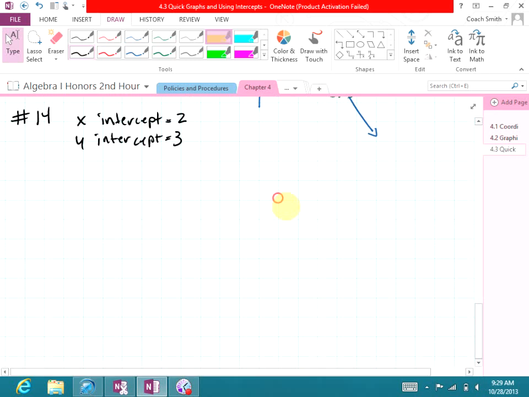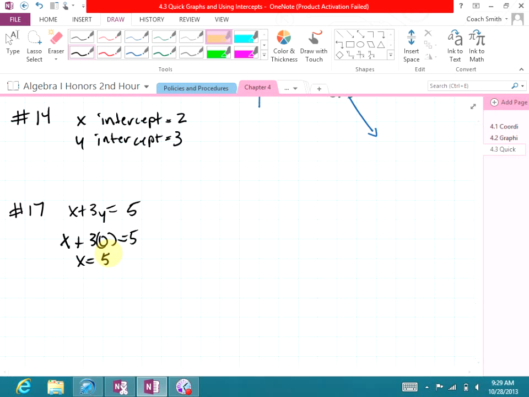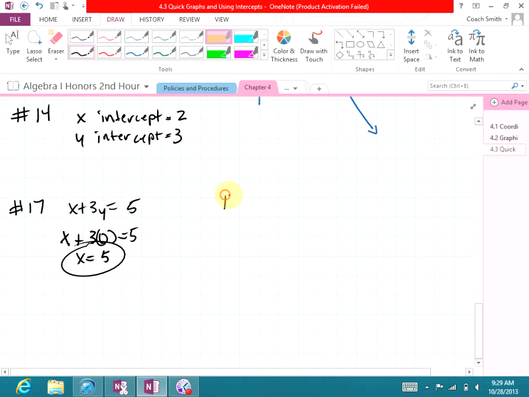All right, now, if we look at number 17, it says find the x-intercept of the graph of the equation. So I have x plus 3y equals 5. The x-intercept is where y is equal to 0. So that would be x plus 3 times 0 equals 5. So x is equal to 5. So the x-intercept is 5. That's all you got to do. That's your answer. What about number 24?